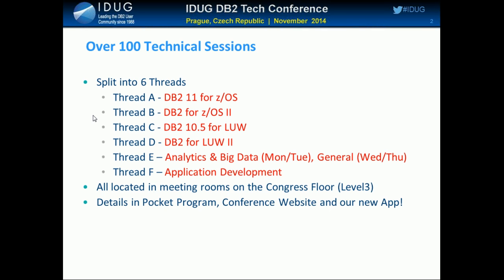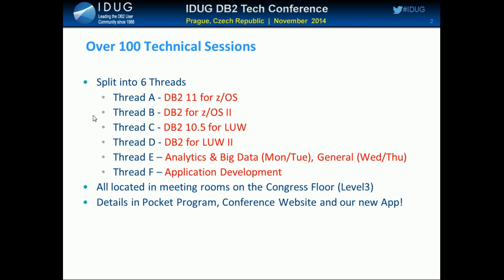We have got more than 100 technical sessions, and as has been the case for the past few years, we have got them split into 6 threads. Thread A and B traditionally are for z/OS. This year we have dedicated thread A for DB2 11 for z/OS. Thread C and D are traditionally LUW tracks: Linux, Unix, and Windows. This year we have dedicated thread C to DB2 10.5. Thread E is focused on analytics and big data, specifically for Monday and Tuesday. And finally, thread F is focused on application development.